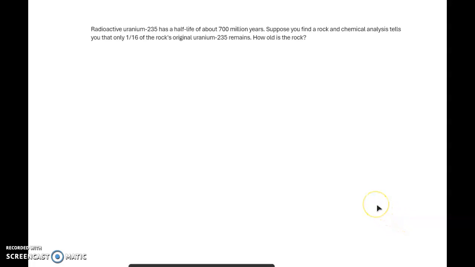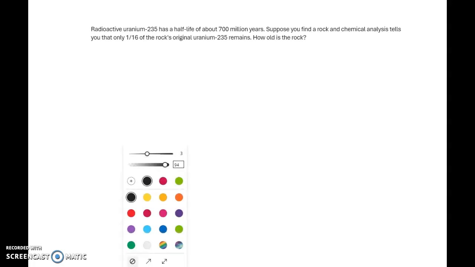So we're going to look at this problem that says we have radioactive uranium-235, which has a half-life of about 7 million years. It says, suppose you find a rock and chemical analysis tells you that only 1/16 of the rock's original uranium-235 remains, and it says how old is the rock.